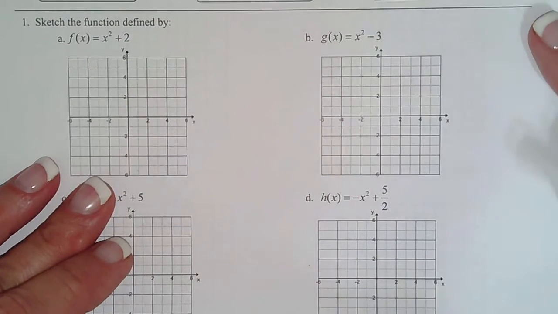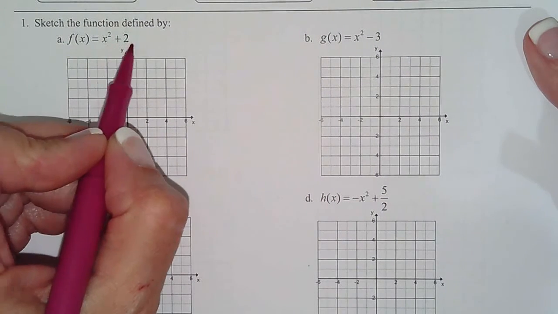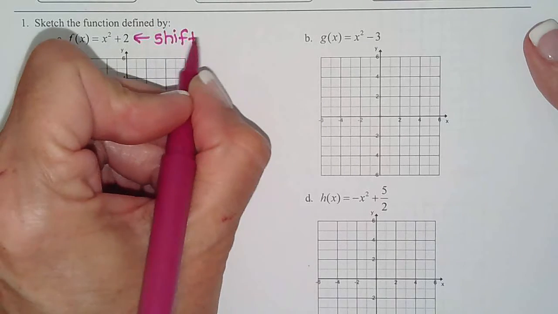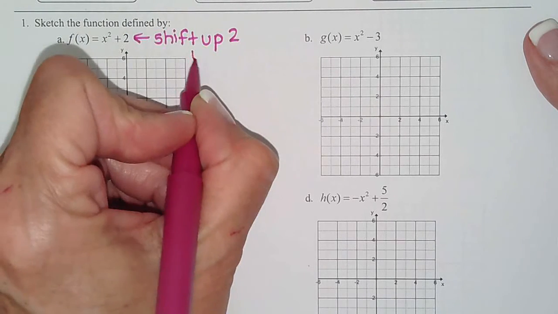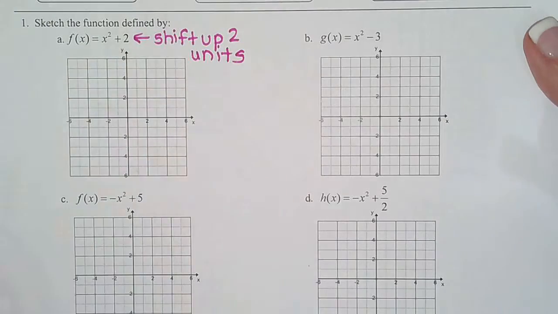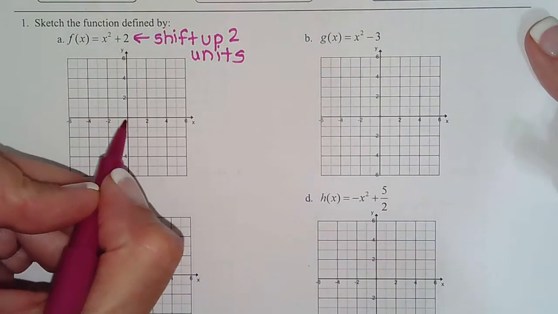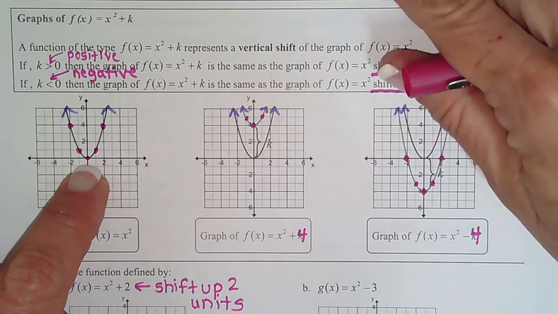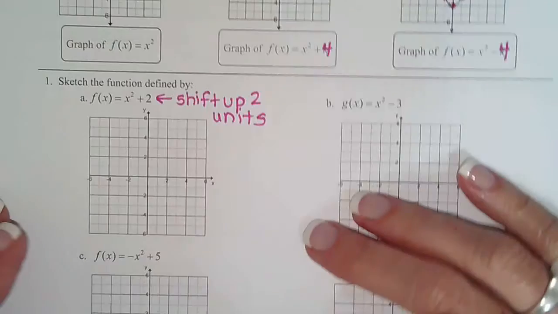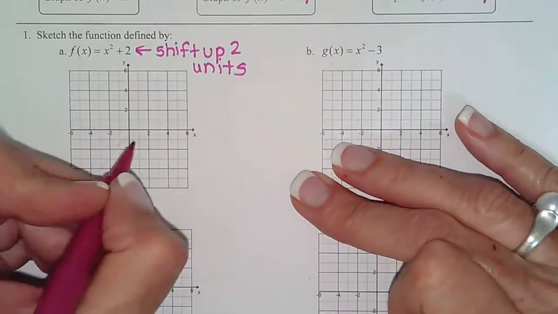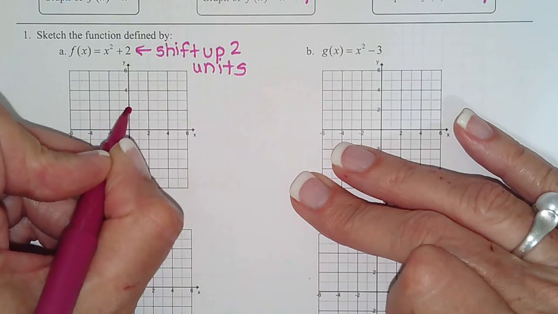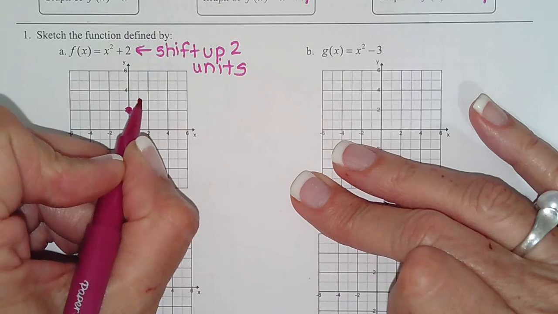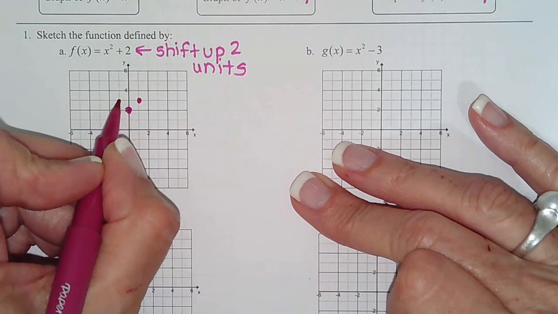Okay, so this one is the mother function added by 2. So that means shift up 2 units. So the mother function is at 0, 0. Remember how we said this is the mother function? I also drew it up here, but it's at 0, 0. So shift up 2 units means go up 1, 2. And then you do those points I told you to memorize. Right 1, up 1. Left 1, up 1.